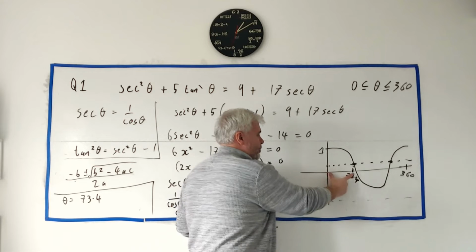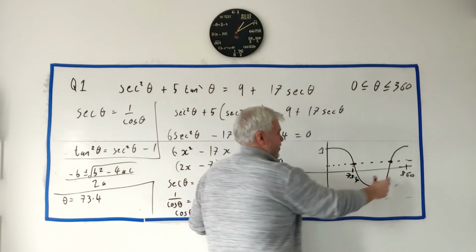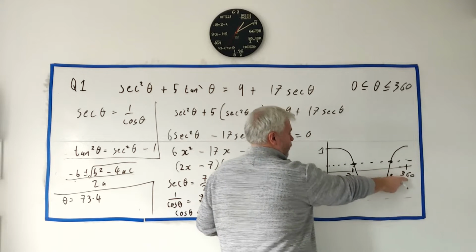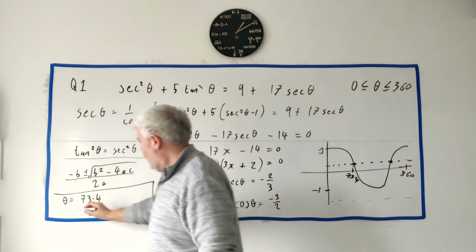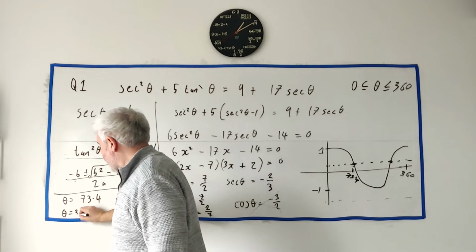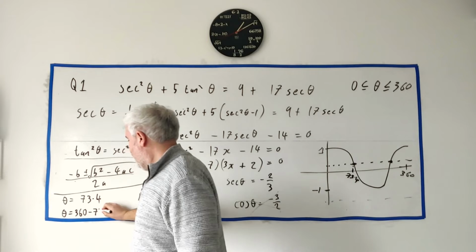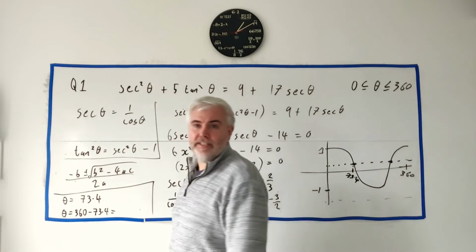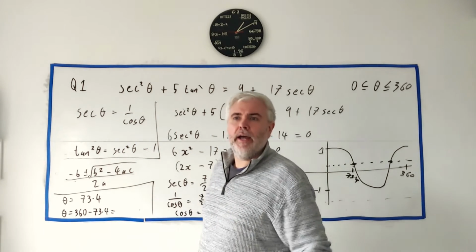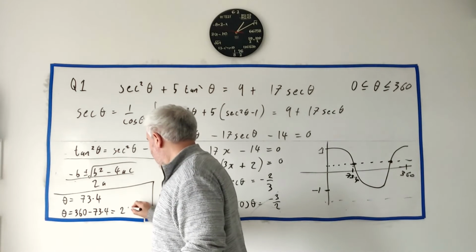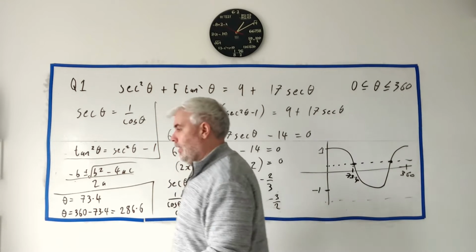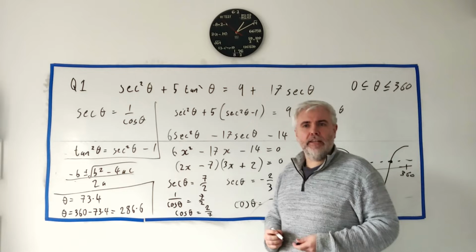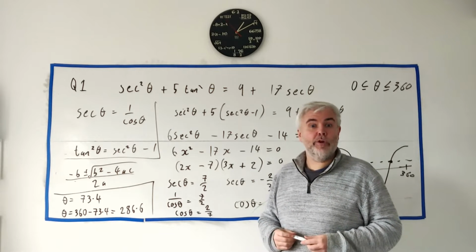This is 73.4 away from 0. This guy is 73.4 away from 360. So the other answer is 360 minus 73.4, which is equal to 286.6. Okay, that's the answer to question 1.